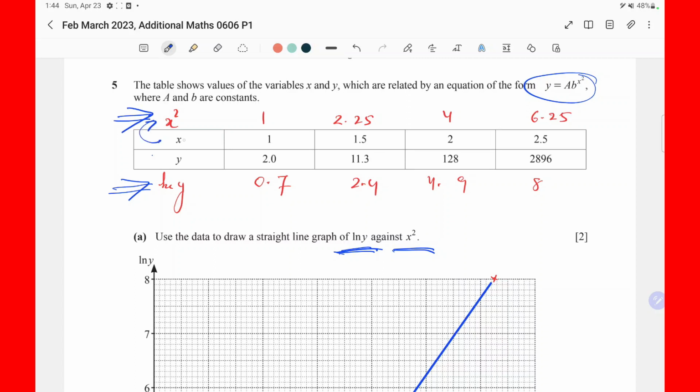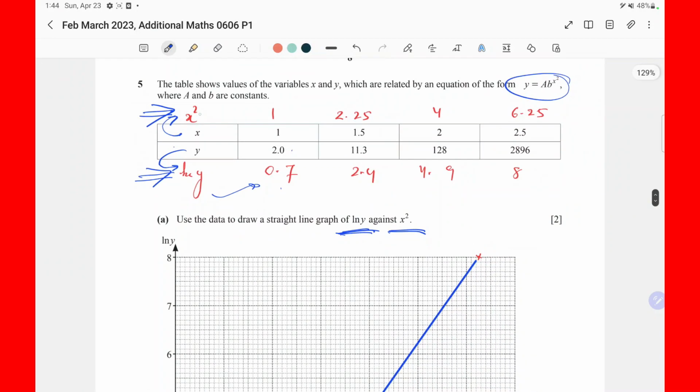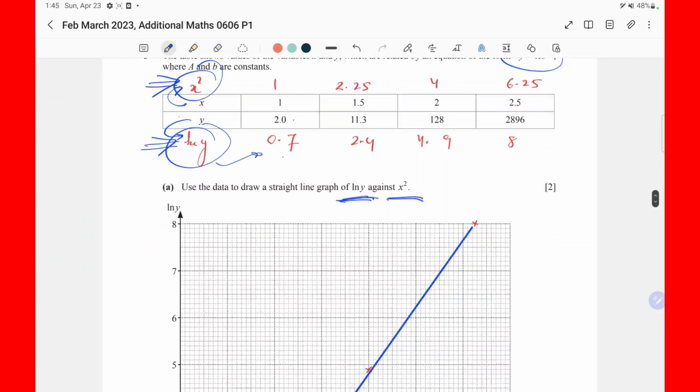So this is x, just make square of all these to get the above result, x square, which you can get easily. Now this is y, just apply ln to all these results. If you apply ln, then you will get this column, like ln 2 you will get 0.7, like that. So now I have x square, and now I have ln y.